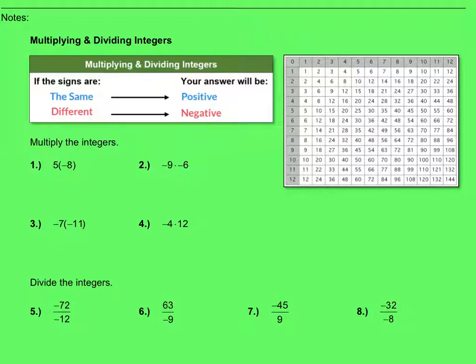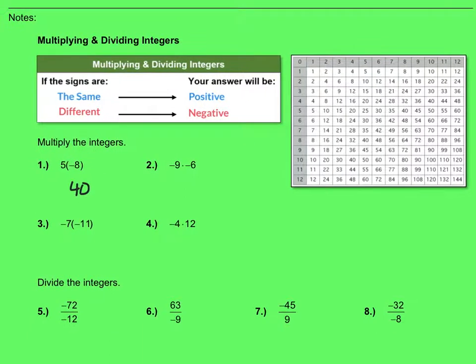So we want to multiply and divide. So our first one here is 5 times negative 8. So remember, it's like go down the 5 column, go over the 8 column, and then we end up at the answer, which is 40. So the answer to this problem is 40. However, we have to get our sign right. And we have a positive number times a negative number, and that means they're different signs, which means that answer is negative. So 5 times negative 8 is negative 40.